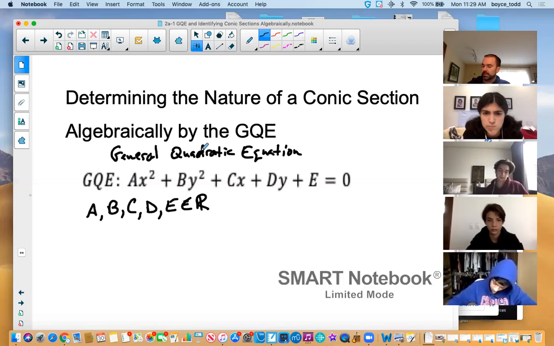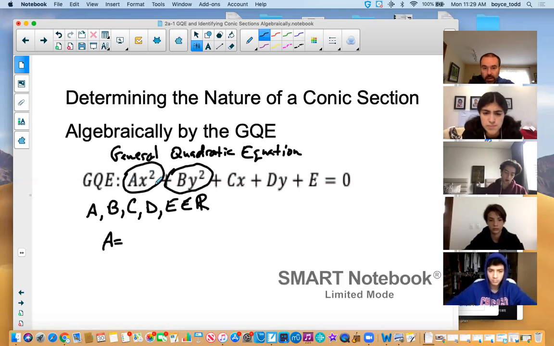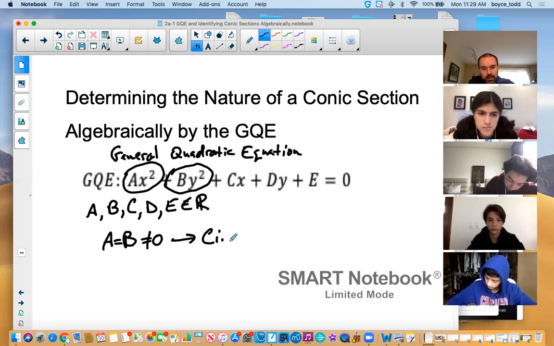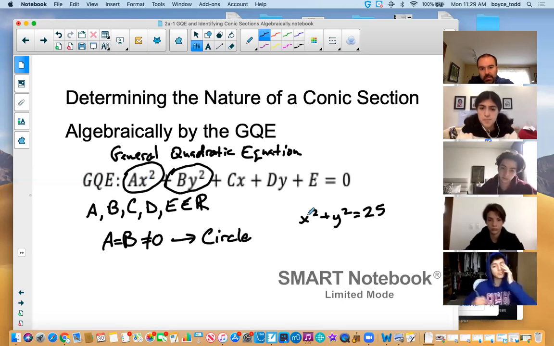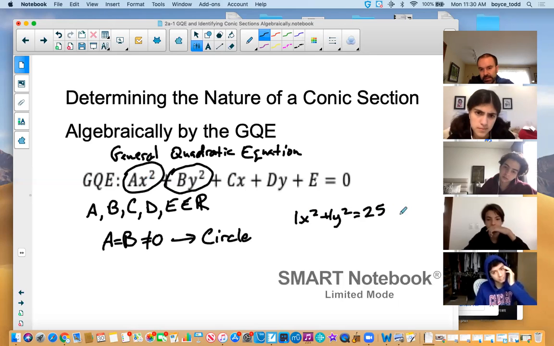All right, so let's look at what happens. Okay, so really the 2 most important parts for determining what type of conic section it is are the numbers that correspond next to x squared and y squared. So if A is equal to B and neither one is equal to 0, then algebraically you can determine that it's a circle, right? And that makes sense because x squared plus y squared equals 25 has a 1 here and a 1 here. A is equal to B, and that's the equation of a circle, and the radius is 5, right? So that's how you know it's a circle.